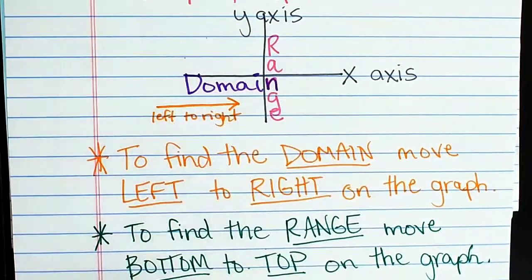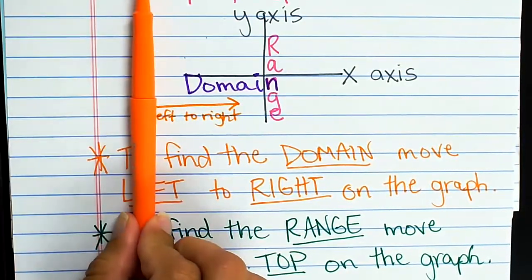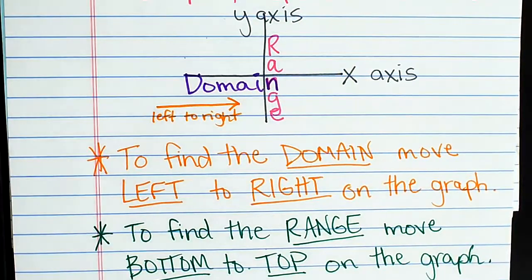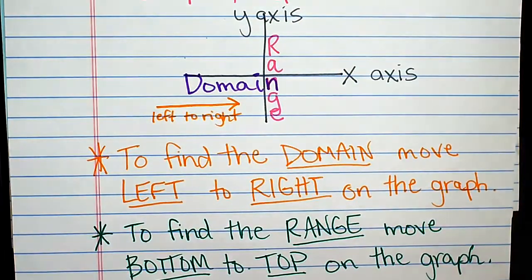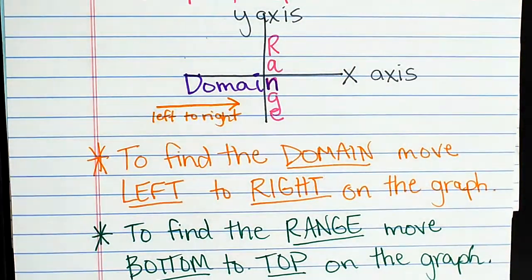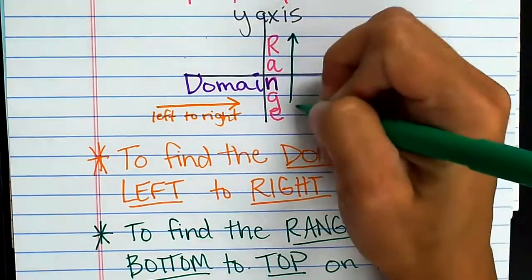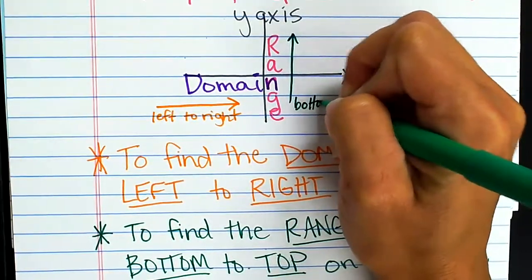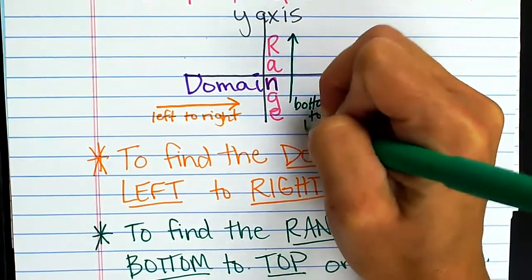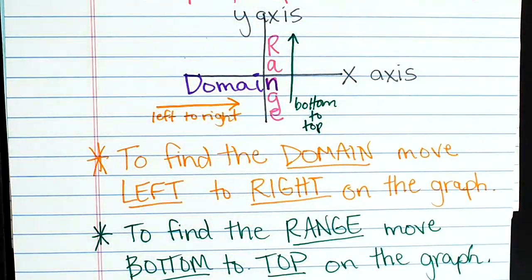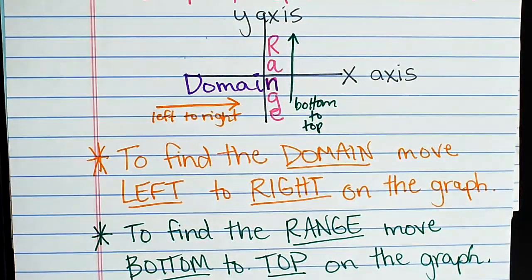So every single time we are going to be starting on the left side of our graph, and we're going to be moving to the right, looking for every single possibility that there is for that particular graph. For the range, we will always be moving from the bottom to the top, and we will be searching everywhere on the y-axis where there is information provided for the graph.